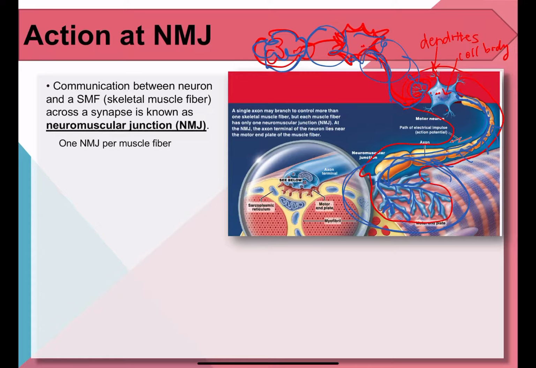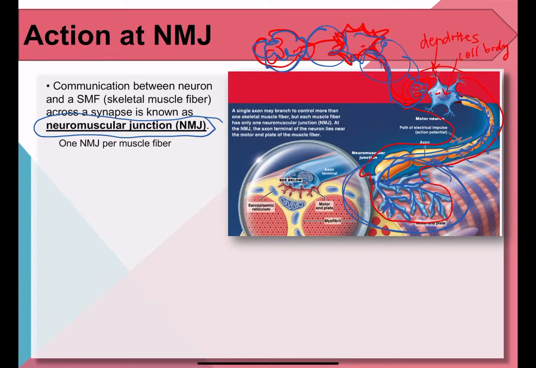Okay, and that's what we call the connection between the neuron and the muscle. We call that the neuromuscular junction. That's what we mean by neuromuscular junction. So that neuron is able to innervate that muscle fiber via this connection between the neuron and the muscle within this neuromuscular junction.